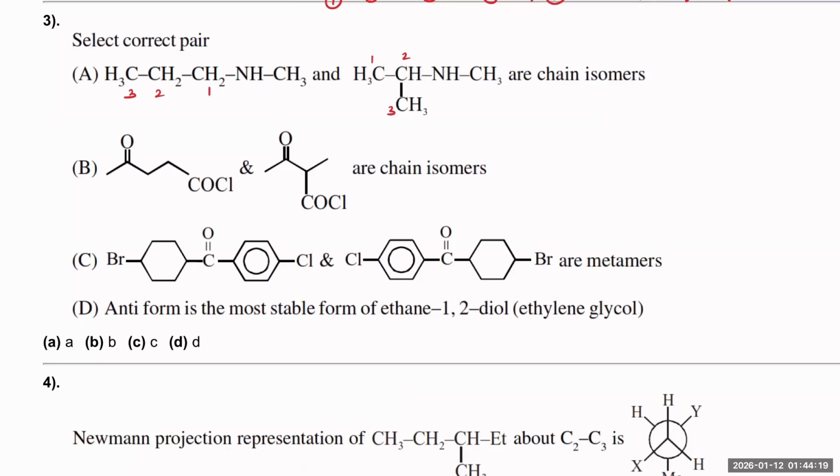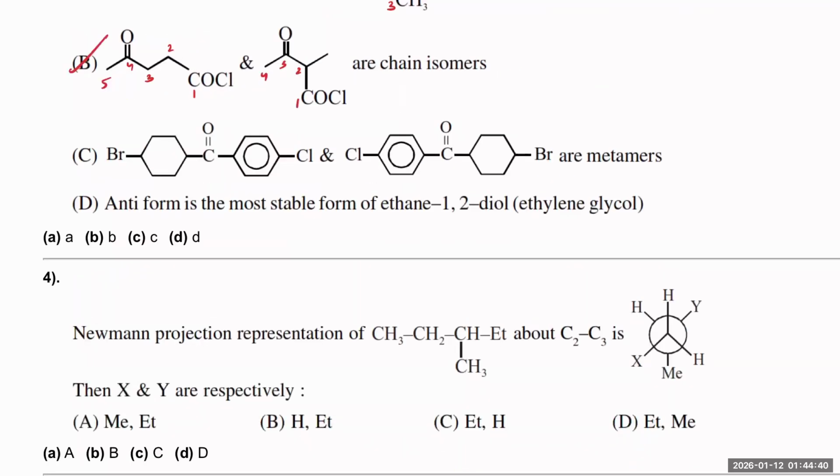Next, these two are chain isomers. See, one, two, three, four, five carbons. One, two, three, four. Four carbons here. So yes, this side, if you compare, it definitely appears to be the chain isomer because the length of the chain is different. While here, if you compare, I put bromine here and chlorine here, so that changes the substituent as well. So this is not a chain isomer. These are metamers, correct? Because we have a change in the alkyl group on both sides.